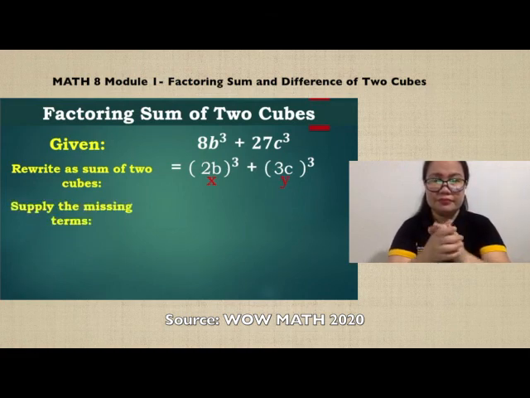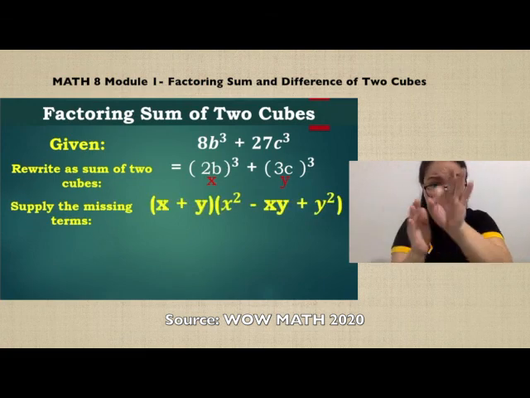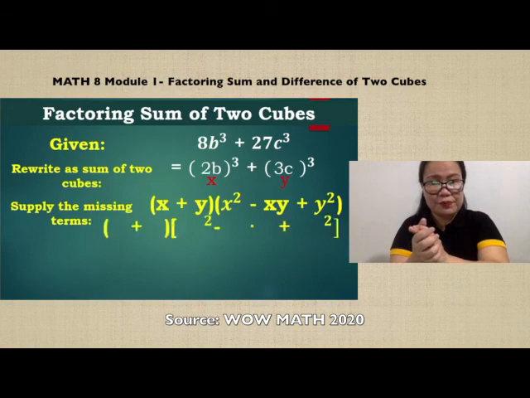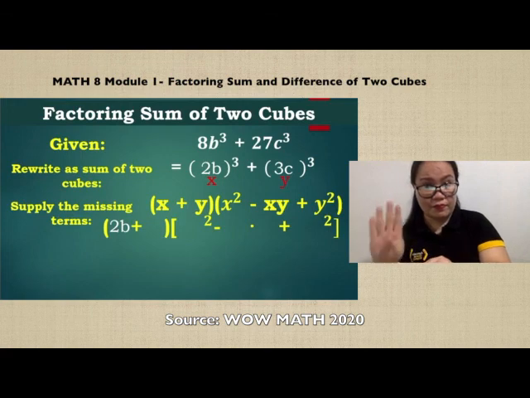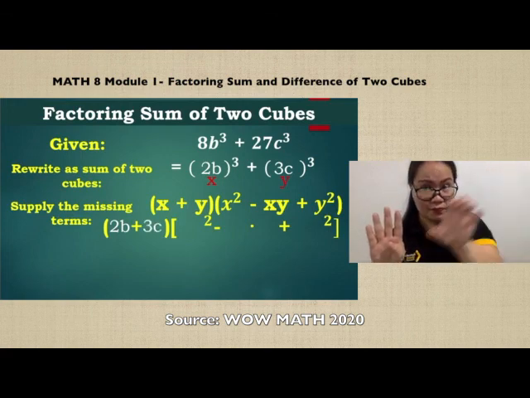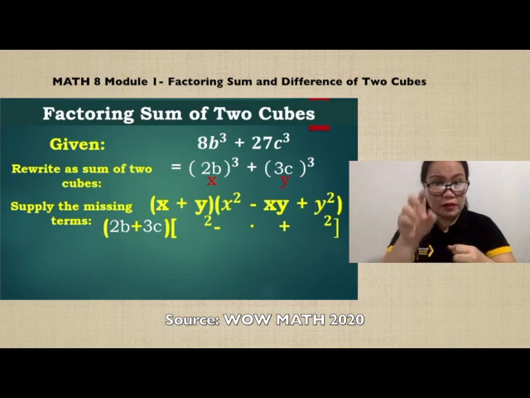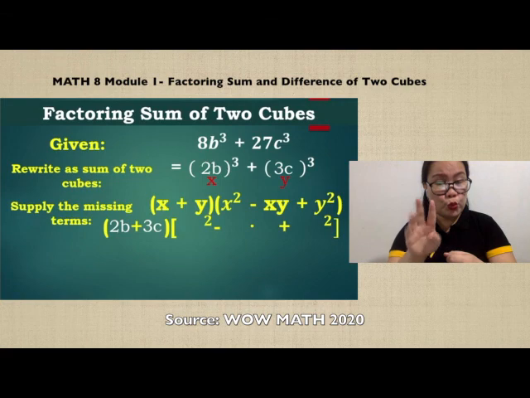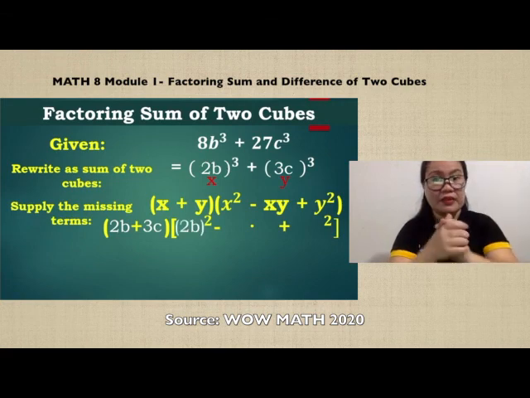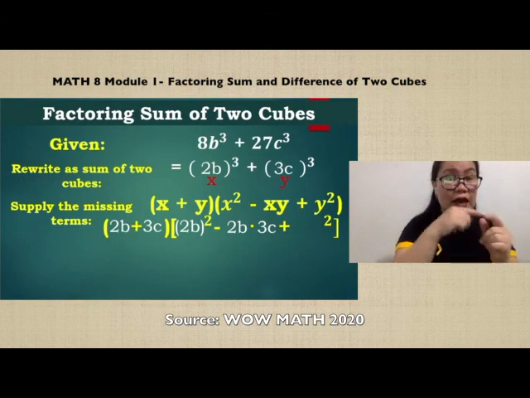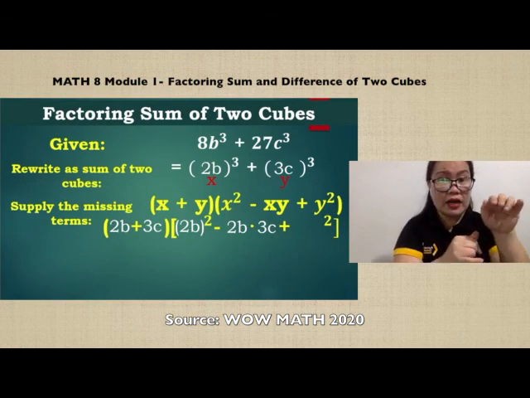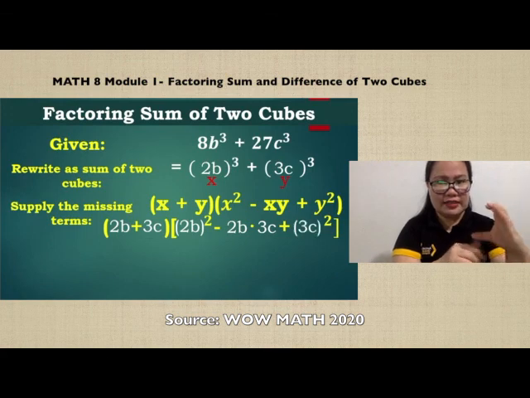Okay, so we will now supply the missing terms. So, following this form or factored form, so, supply lang natin. Yung x natin ay 2b plus y. What is your y? 3c. And then, x squared. So, sinusundan lang natin tong factored form, ha? So, x squared natin, ang x natin ay 2b. And then, minus x is 2b, y is 3c. Ita-times natin yan mamaya. And then, y, your last term is 3c.